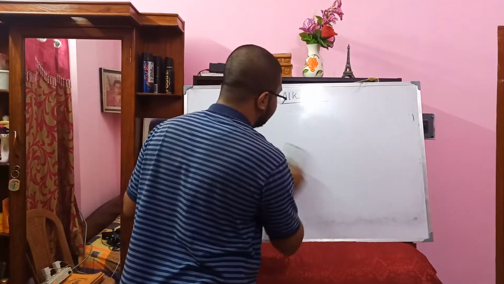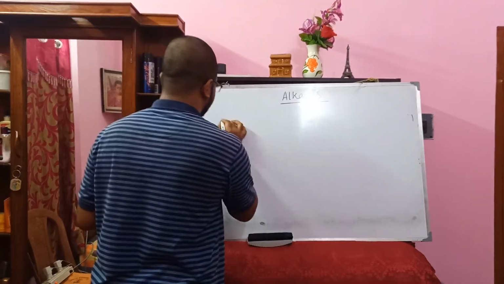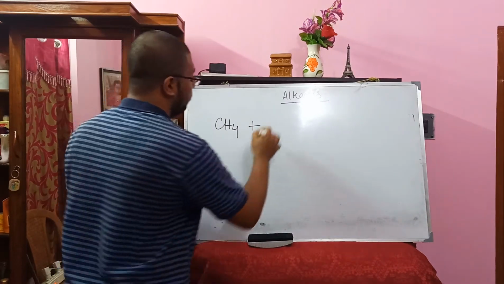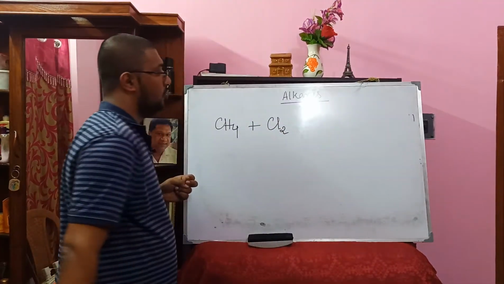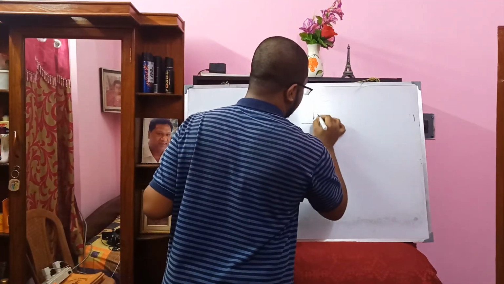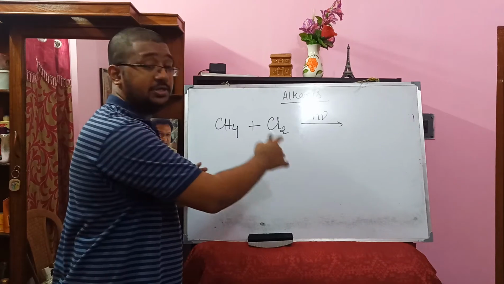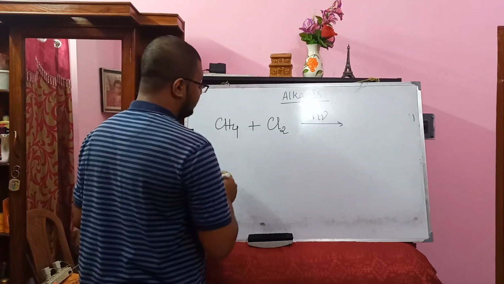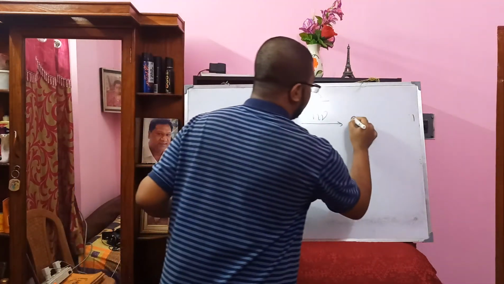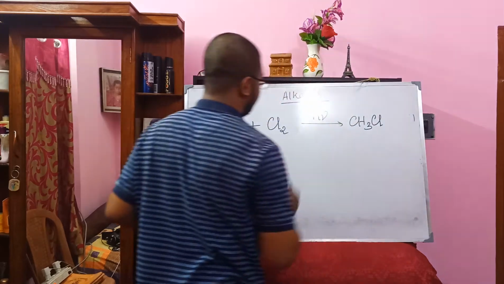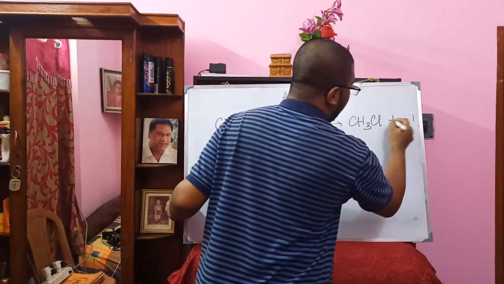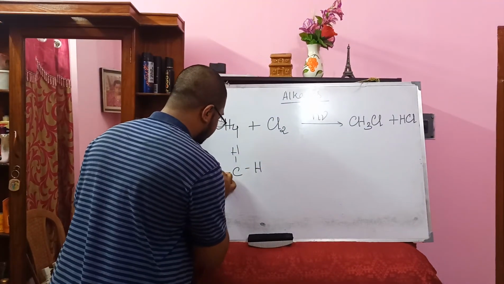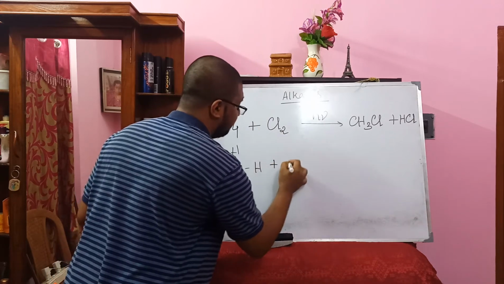Now, in substitution, see here, this alkane is present, and to this you add chlorine. In the presence of h nu, or diffused sunlight, try to understand, one of the hydrogens will be lost and in that place chlorine will come. That hydrogen will join with another chlorine to form HCl. Just visualize how this is taking place.